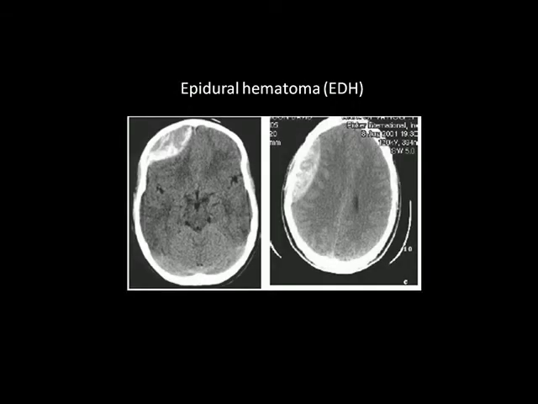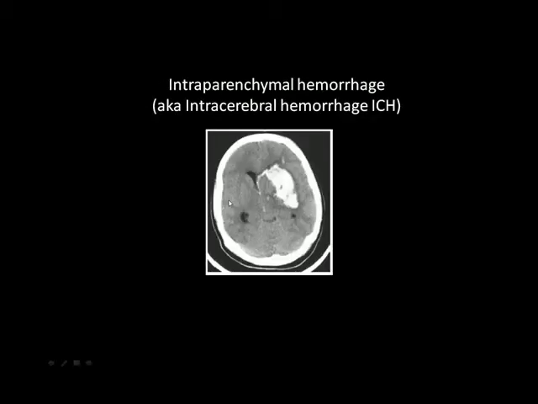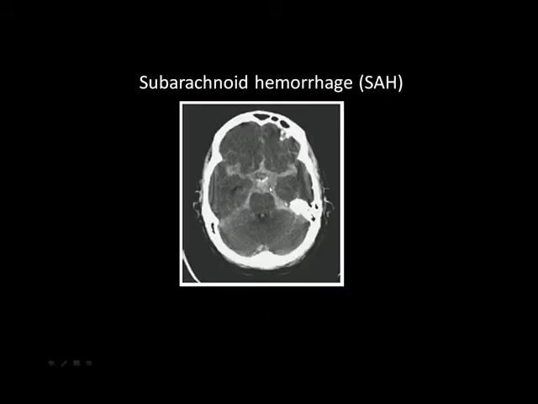And here is some pathology that you might see. This is an epidural hematoma. You can see it right here and right here. You have a subdural hematoma. Again, let's see what it looks like. This is intracerebral hemorrhage, and this is bleeding on the inside of the brain. And this is blood in the ventricles. This is a subarachnoid hemorrhage.